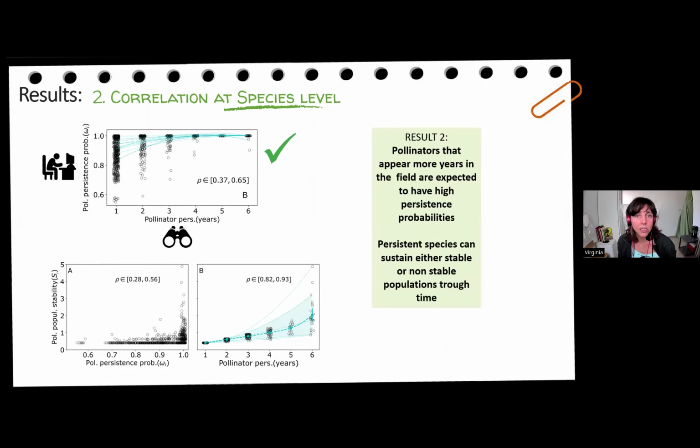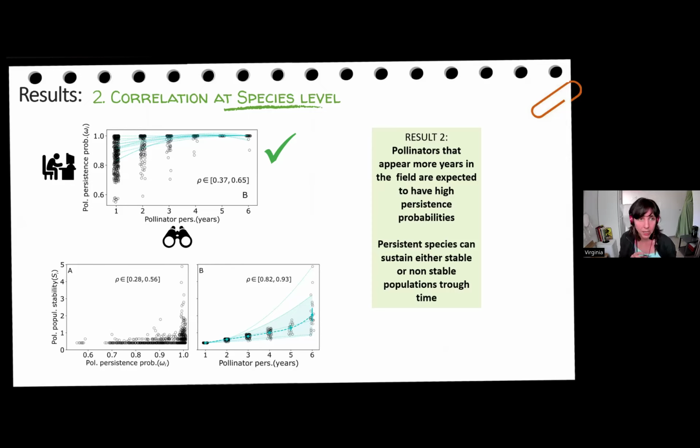Finally, although it does not appear in the figure, since we know that ecological stability has different facets, we decided to look also at temporal stability, like how much the biomass oscillates in time. That's the inverse of the coefficient of variation. However, we did not find any relationship at the community level, which means that being persistent in this case seems to have nothing to do with having more stable populations.